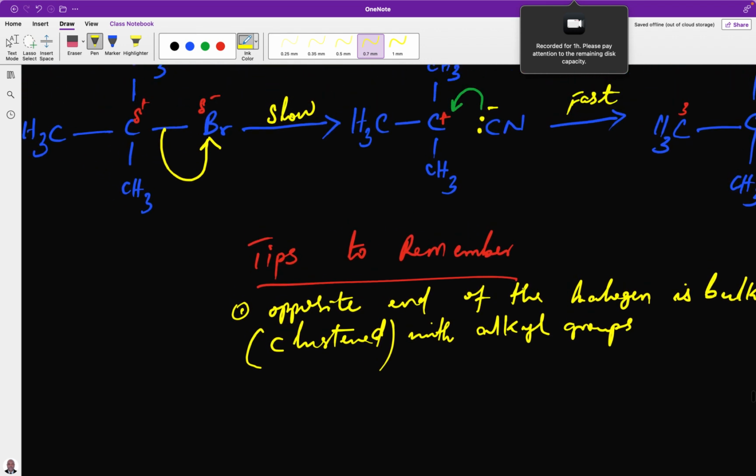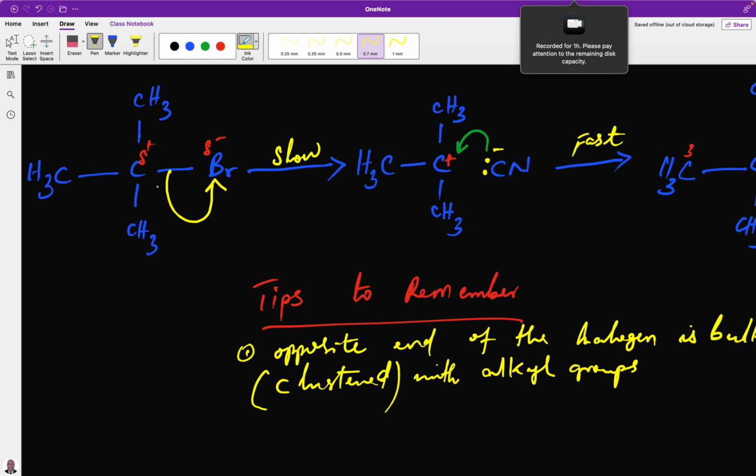For instance, here, I said the opposite end. This is the bromine. The opposite end here is bulky or clustered with many methyl groups. For that reason, there's no space here, so it helps to prevent the nucleophile from attacking from this end. They cannot undergo SN2, because in SN2 mechanism, the nucleophile attacks from behind. So this one, the nucleophile cannot attack from behind because the opposite end of the halogen is clustered, bulky, and prevents the attack of the nucleophile.